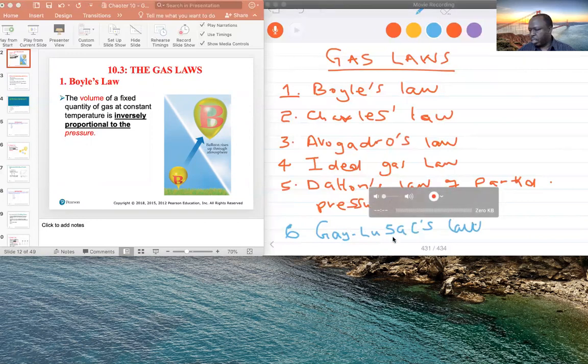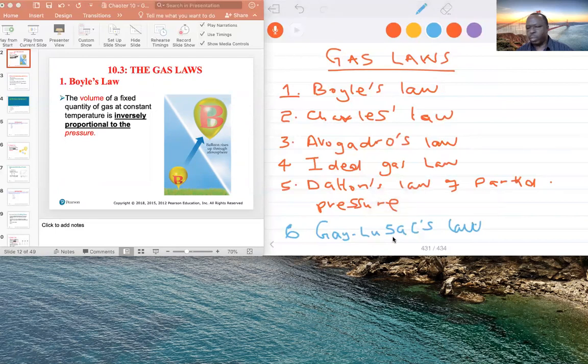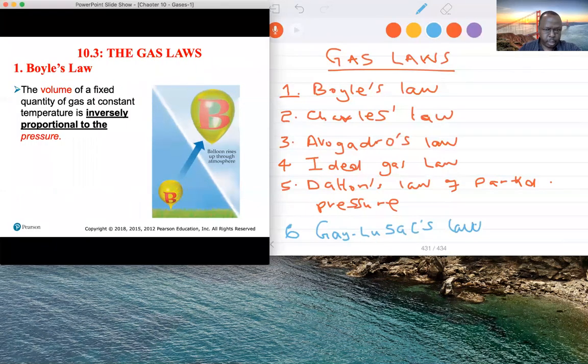I've highlighted this since we're not going to mention Gay-Lussac's law and what led to that. Now let's see the PowerPoint slide. All right, we'll start with the first one, Boyle's law. All gas laws revolve around pressure. We're going to be using P, V, n, T. There are four variables which are used to derive all the gas laws we'll cover.